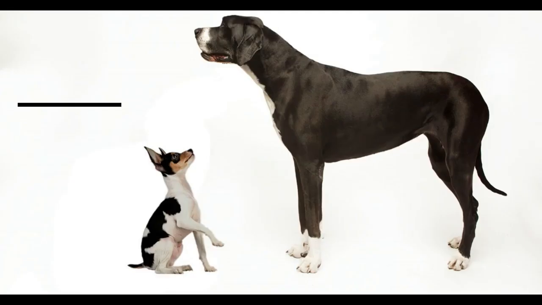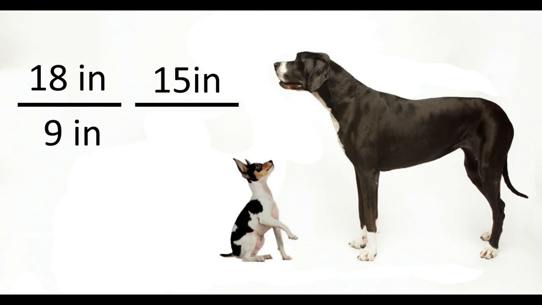A simple math problem can be done to keep our dogs proportionate to each other. Let's start with the original sizes of these dogs. Let's say our big dog is 18 inches tall, and our little dog is 9 inches tall. This is the standard we are going to go off of. Now, if we shrink our big dog down to 15 inches tall, how tall should our little dog be if we want it to be proportional?